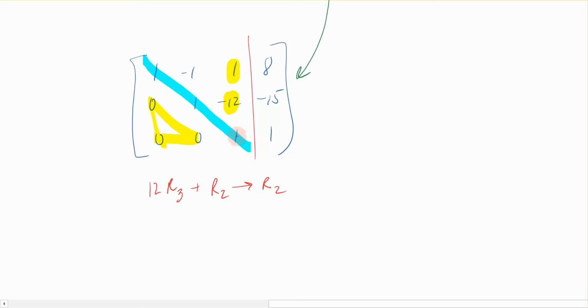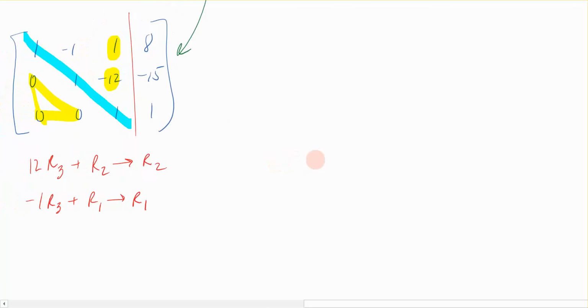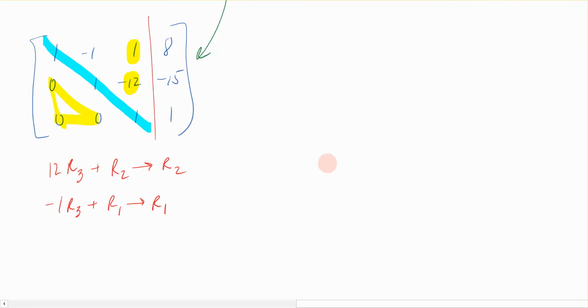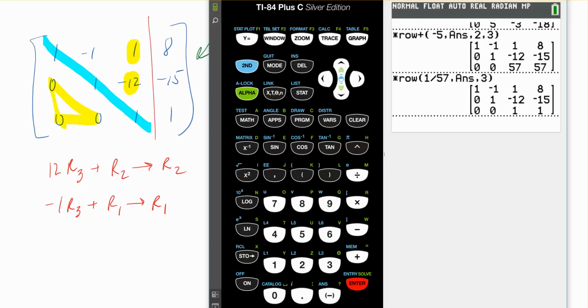Now I do the next one. What would I multiply 1 by, adding it to this to give me a 0? And that's just a negative. So I'm going to say -1 times row 3, adding it to row 1 gives me a new row 1. These are the operations that we're going to use in our calculator. So we're going to pull it up and I'm going to perform those operations.